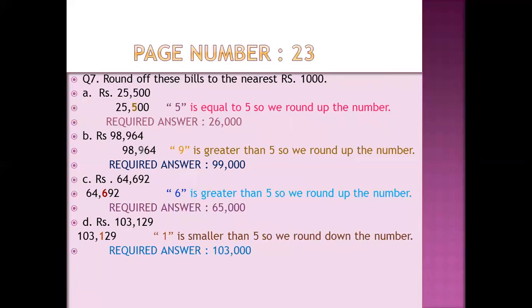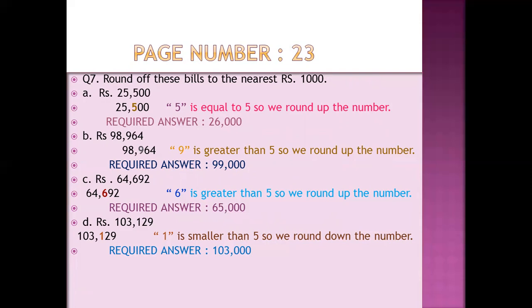The first part is 25,500, and 5 lies on the 100 place. 5 is equal to 5, so what will we do? We round up our number and our answer will become 26,000.